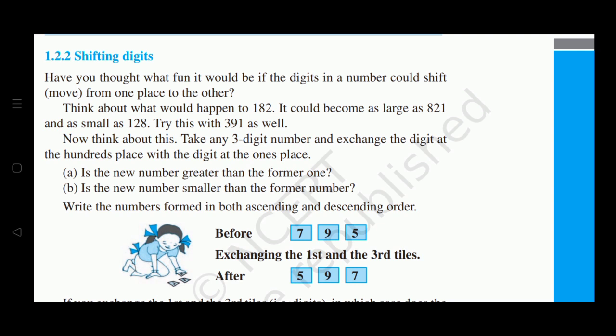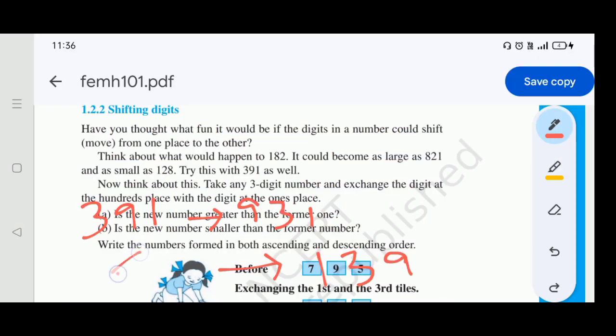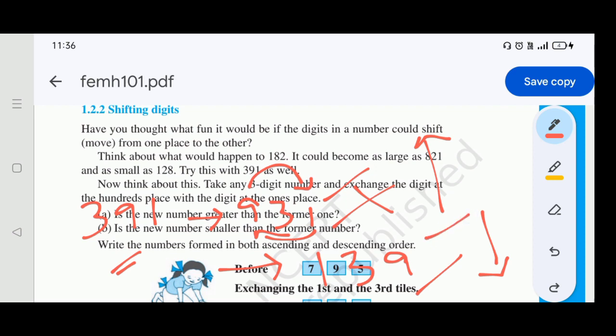How can we write 391? Just think about it. So over here I have written 391. 391 can be written as 931 or 139. In this case 931 is the greatest number and 139 is the smallest number. Over here I have just swapped the hundreds place to ones place and ones place to hundreds place to get these two numbers alternately.